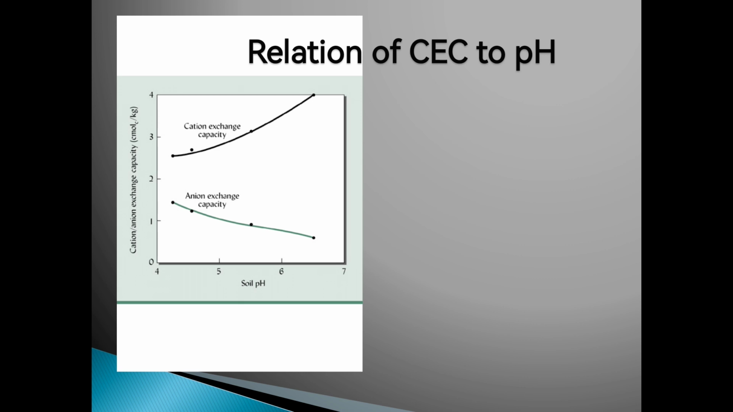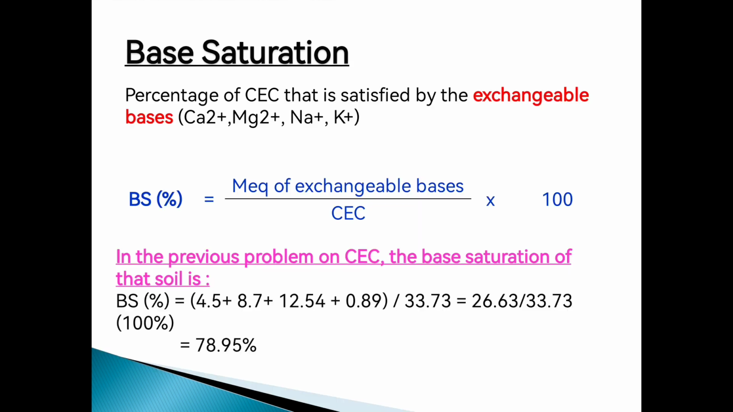And this is also the relation of CEC to pH. So we have here cation and anion exchange capacity, and we have here the soil pH. So you see, as the soil pH increases, the cation exchange capacity also increases. But then it has an inverse effect with the anion exchange capacity. As your pH increases, the anion exchange capacity decreases.